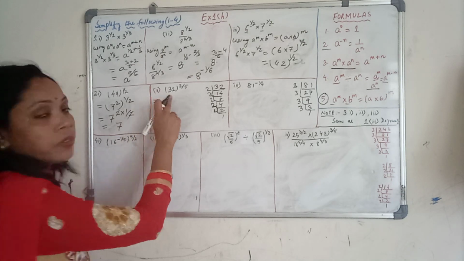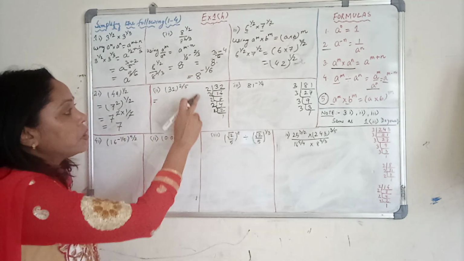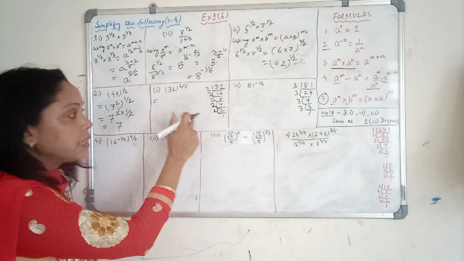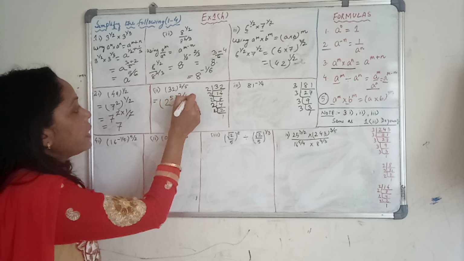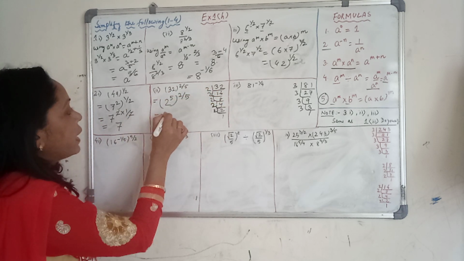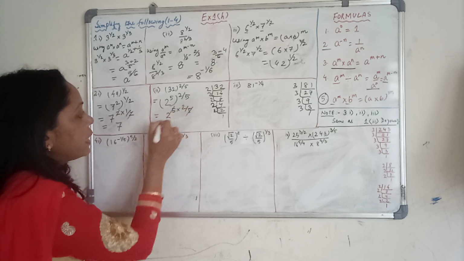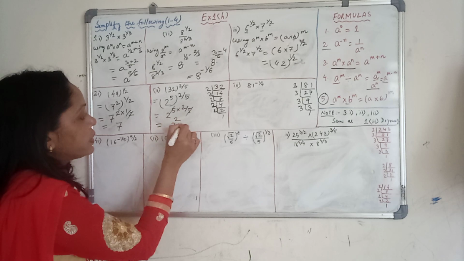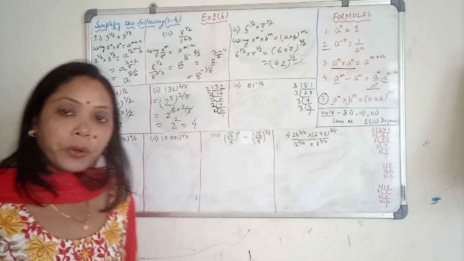Now in this one, 32. Do the prime factorization. So I have done here the prime factorization: 2 power 5, 2 to the power 5. 1, 2, 3, 4, 5. So now again 2 power 5 into 2 by 5, cancel it. So 2 square, which is equal to 4. So the answer will be 4.